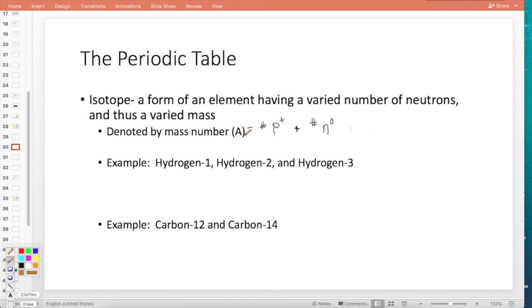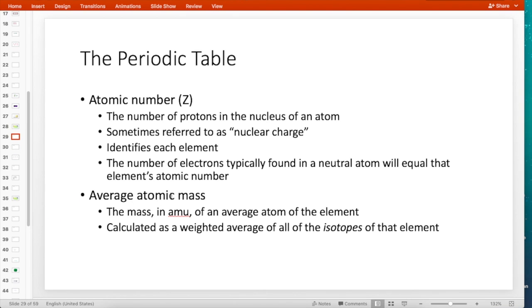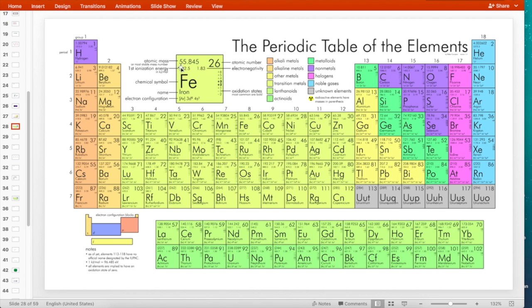This is different from atomic mass. The atomic mass is an average of all the isotopes of an element. The mass number will never be a fraction because you can't have a fraction of a proton or a fraction of a neutron. But the average atomic mass may be a fraction. Iron has 55.845 as its atomic mass. That is a fraction because it is a calculated average of all the different forms of iron, all the different isotopes.